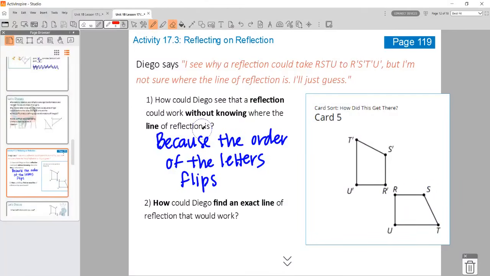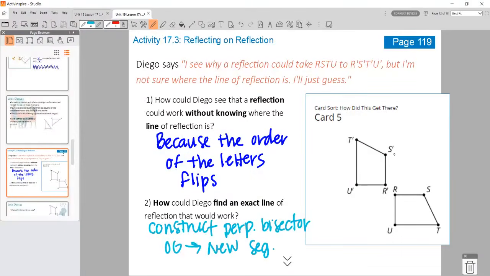So now, instead of Diego having to guess where the line of reflection is, how could he actually find the exact line of reflection? This goes back to the idea that you can reflect over the perpendicular bisector of an image and its original. So we need to construct the perpendicular bisector of any original to new segment.